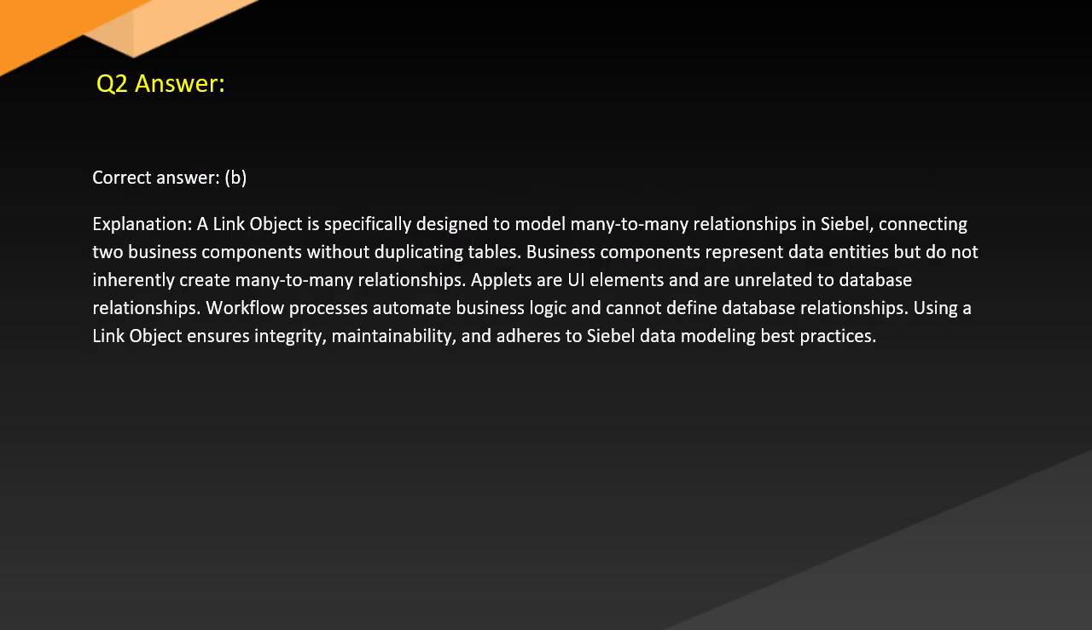Answer. Correct answer: B. Explanation. A link object is specifically designed to model many-to-many relationships in Siebel, connecting two business components without duplicating tables. Business components represent data entities but do not inherently create many-to-many relationships.